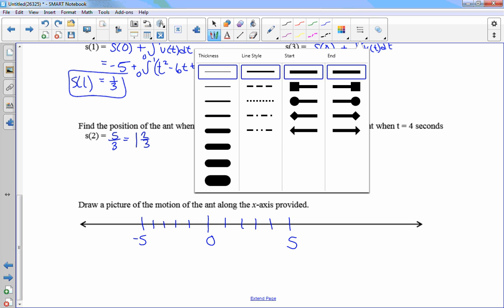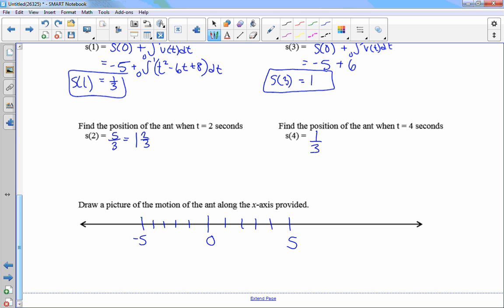At -5, right? That's S of 0. S of 1, where is he? S of 2, 1 and 2/3. So it's still going in the same direction.